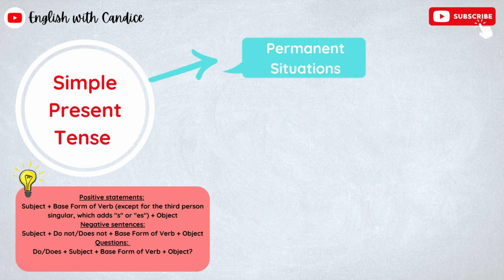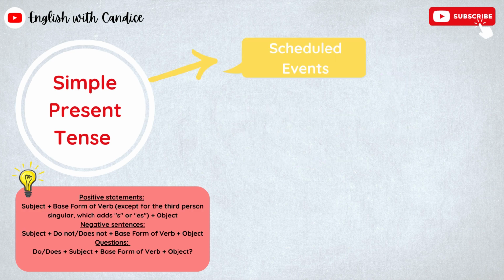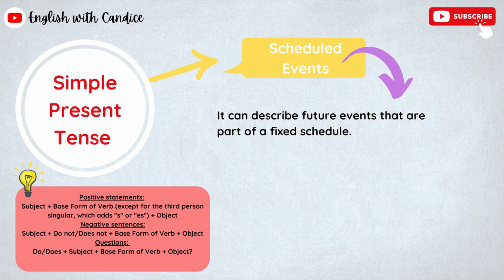Permanent situations. The simple present tense describes permanent situations or characteristics. So, for example, she works as a teacher. We also use it for scheduled events. It can describe future events that are part of a fixed schedule. So, for example, the concert starts at 8 p.m. tomorrow. We can also use it for narration and sports commentary.